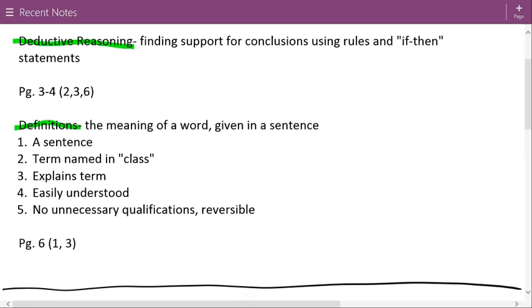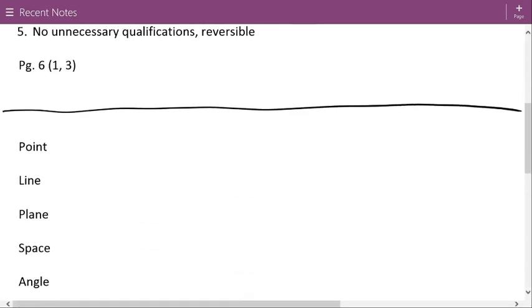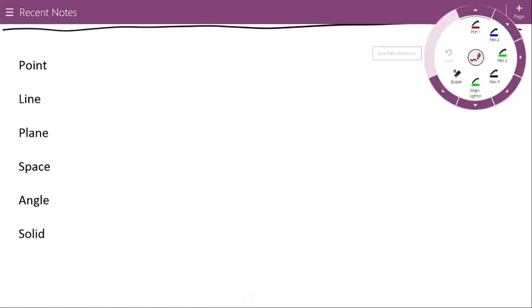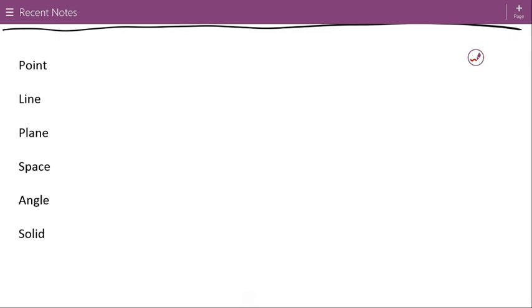All right. So now some specific terms that are going to be necessary as we study geometry. These again are the basic terms that we're going to be starting with. Let me change my pen here. Okay, so a point.